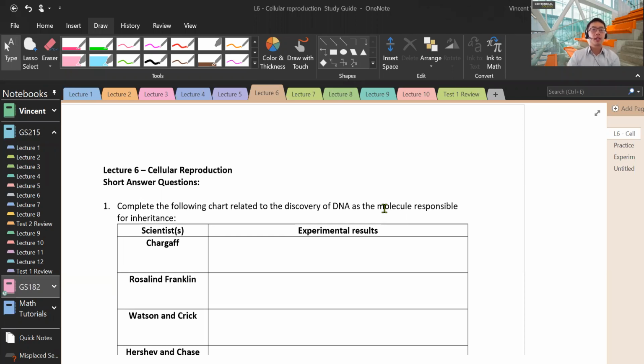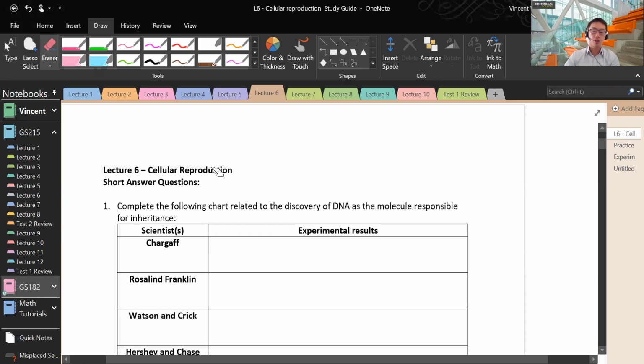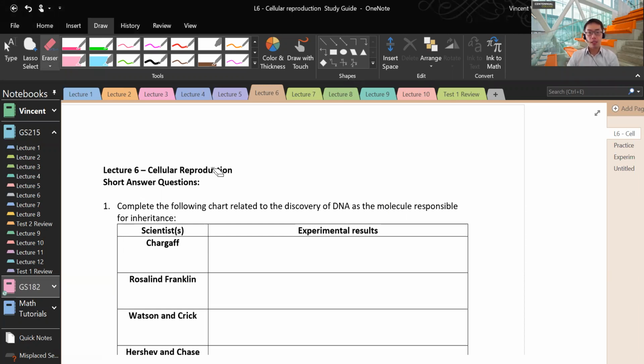Today, we're going to be doing lecture 6, which is cellular reproduction. This is the first lecture of the second half of the course. In case you did not know, the course is separated into two parts, right? So you already did the test last week for the first half of the course, and those are going to be history. You will not be tested on lecture 1 to 5 anymore.